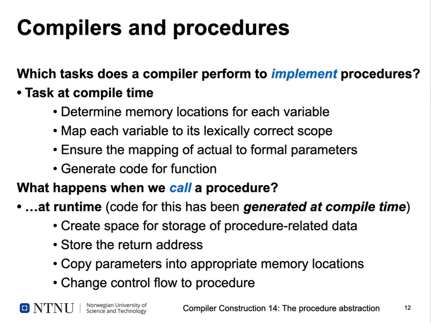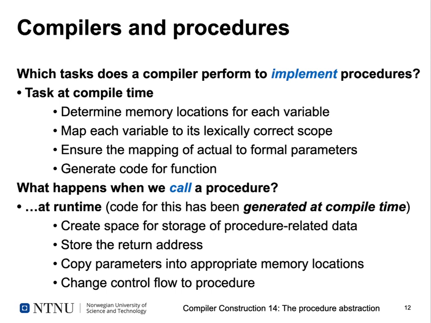So which tasks does a compiler have to perform when it wants to implement procedures? Now first, it has to do a number of things at compile time. So it needs to determine the memory locations for each of the variables inside of our functions. It has to map each variable to its lexically correct scope so that when we use a name in our function, it's actually the correct variable that's accessed. Our compiler also has to ensure the mapping of actual to formal parameters, as we've seen. So it has to copy the parameters that are used at the call side to the parameters which are named in the signature of our function. And of course, it has to generate the code implementing the function.